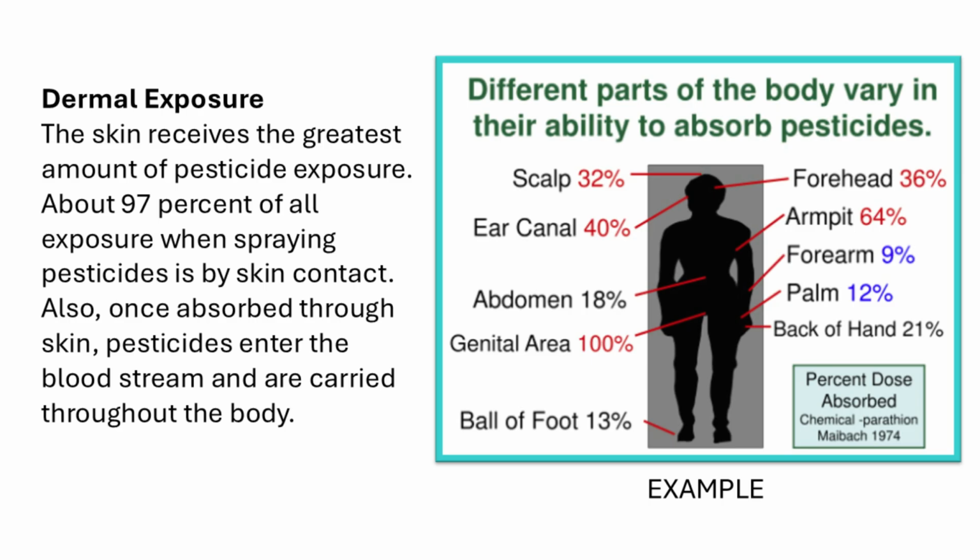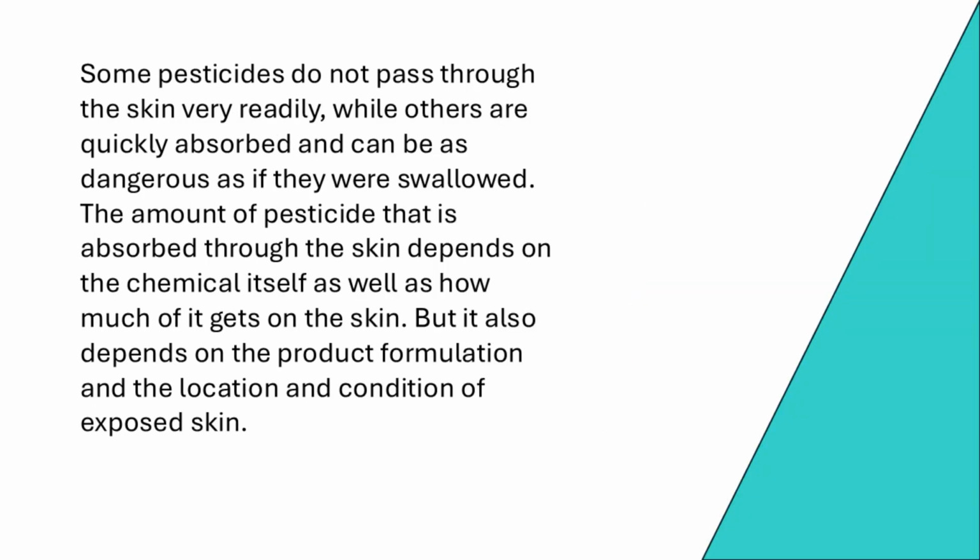Dermal exposure. The skin receives the greatest amount of pesticide exposure. About 97% of all exposure when spraying pesticides is by skin contact. Also, once absorbed through skin, pesticides enter the bloodstream and are carried throughout the body. Some pesticides do not pass through the skin very readily, while others are quickly absorbed and can be as dangerous as if they were swallowed.